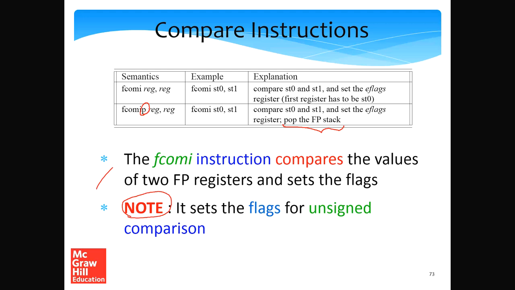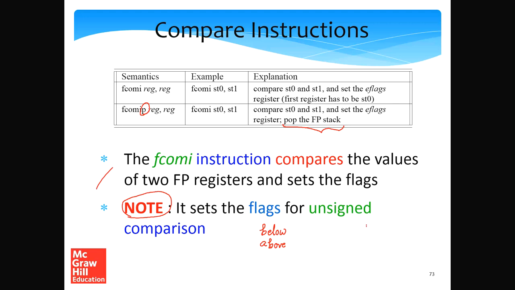So let me draw a circle over here. The important point is that the flags are set for unsigned comparison, not for signed comparison. So recall that we had different kinds of flags. So basically the condition codes that we need to use are essentially below and above. So these are the condition codes for unsigned comparison, not greater than, less than, or anything else, right?